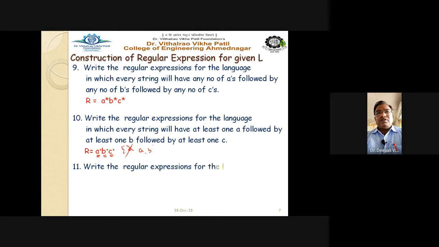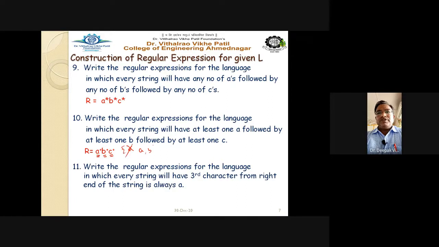Next one is: write the regular expression for the language in which every string has the third character from the right end of the string always A. So the language consists of strings where the third character from the right end is always A. For example, if I write A, B, B, then from the right hand side, this is the first character, this is the second, and this is the third. So all strings must have this format.